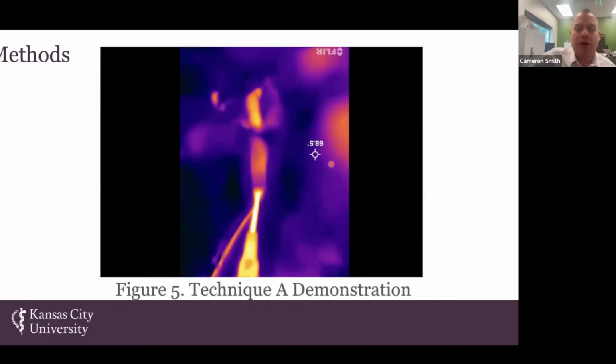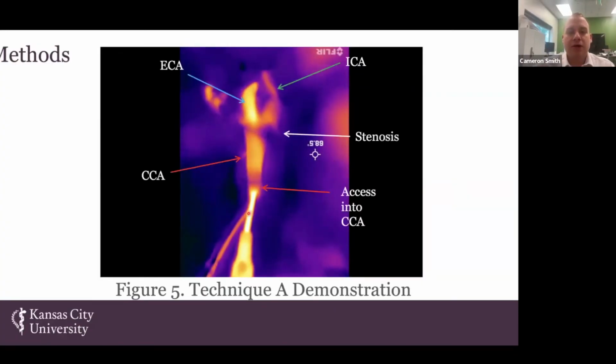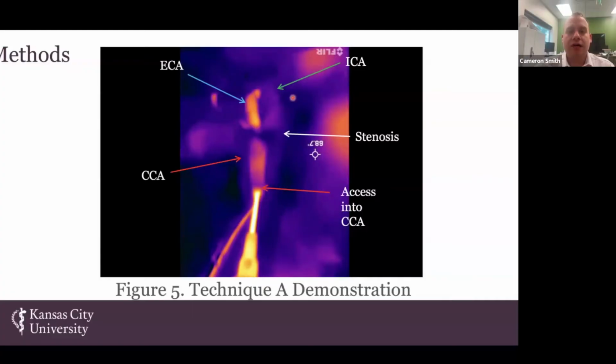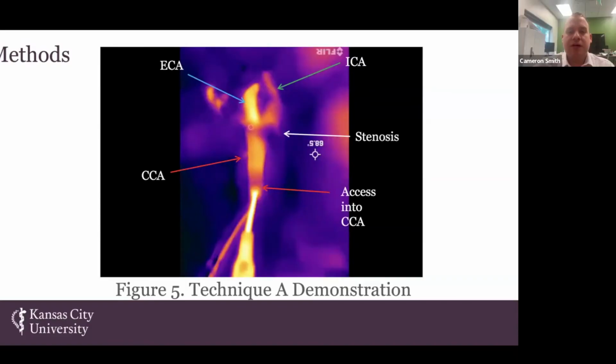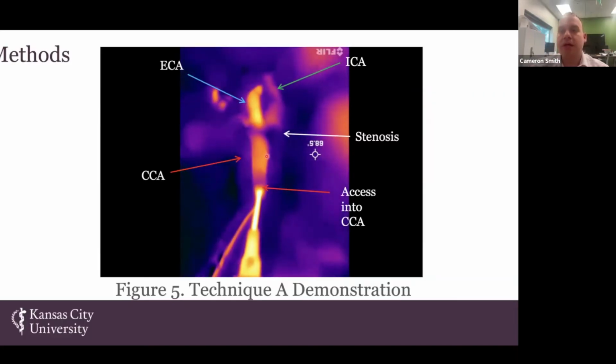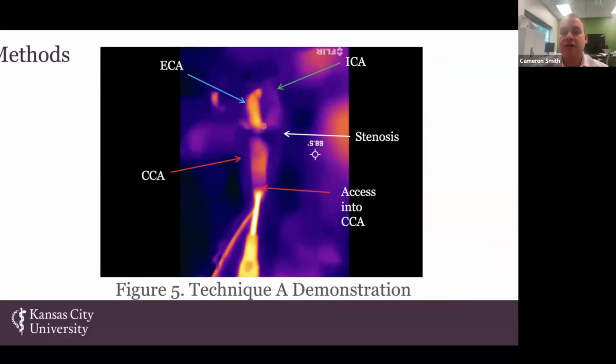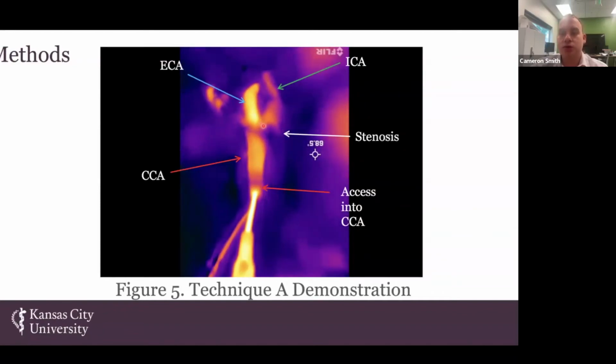So here you can see that we are injecting warm fluid using technique A. Here's the outline. You can see the common carotid artery bifurcating into the external carotid artery and then the internal carotid artery. What you're also seeing here is that as the fluid is rushing past, you can see the stenosis and how it's lighting up perfectly on the thermal image. You can see that it's neatly delineating the stenosis, and it's resistant to temperature change, because in plaques, we have a lot of calcifications, which are resistant to temperature change.